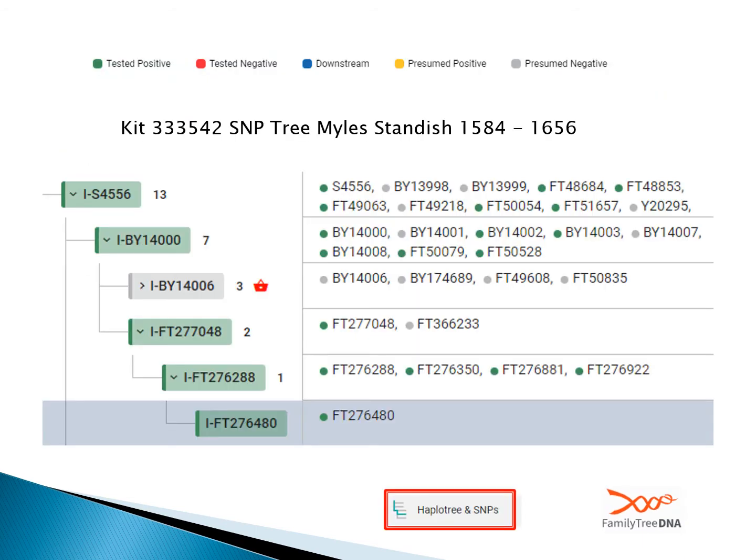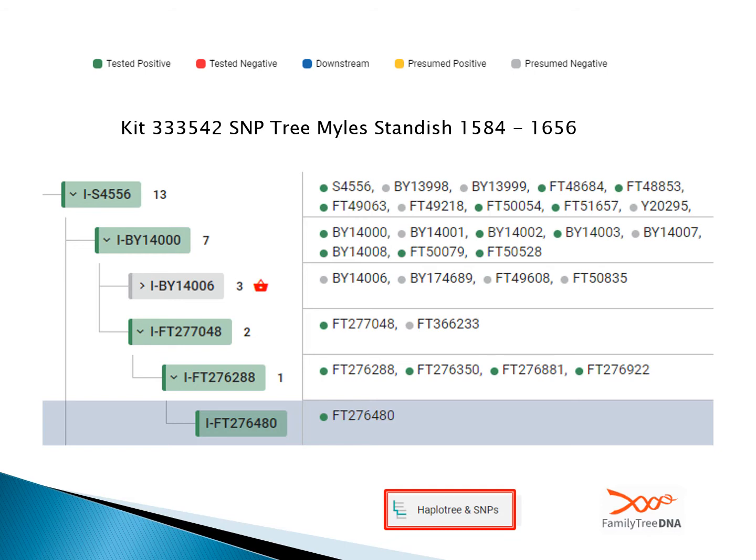This is a report for kit 333542, a Miles Standish descendant. It shows the status of his last 6 SNPs or haplogroups. The terminal SNP is FT276480. The letters and numbers on the right are what we call equivalent SNPs. FTDNA will usually pick one as a branching SNP or a haplogroup on a tree.